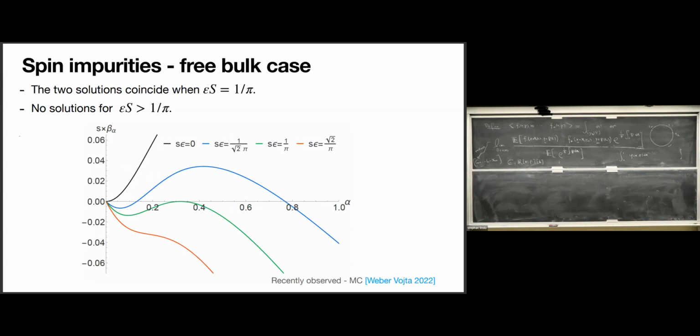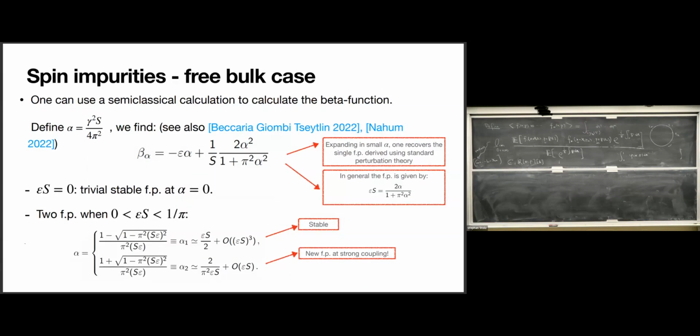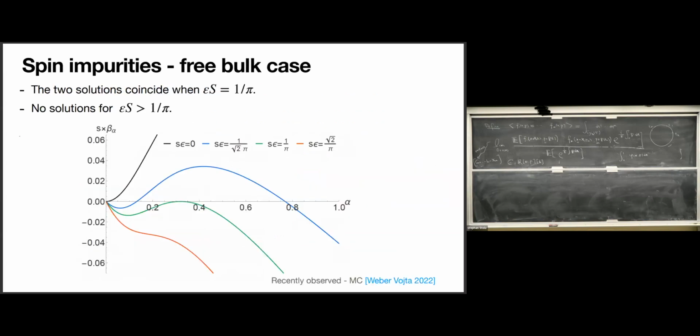However, when epsilon S is between 0 and 1/π, in this regime, you get that there are actually 2 fixed points. One is identical to the one that was already known by standard Feynman diagrammatics, but there is a new fixed point that appears at strong coupling. So there is a new fixed point that appears once you use this semi-classical expansion.